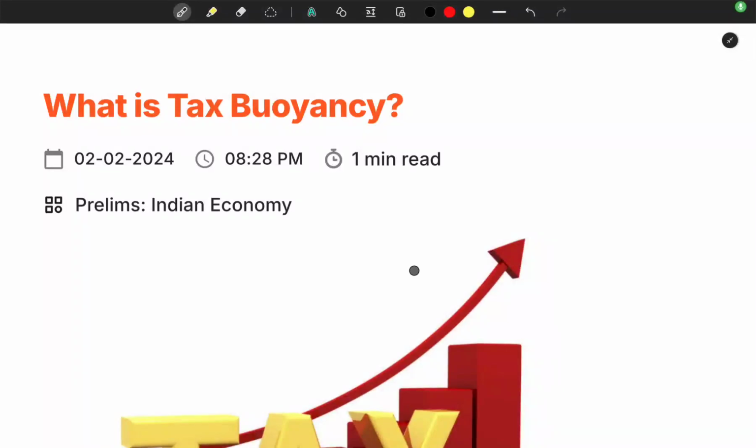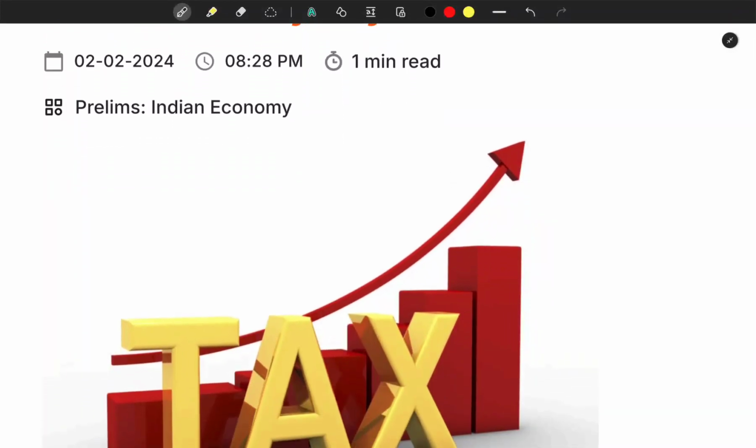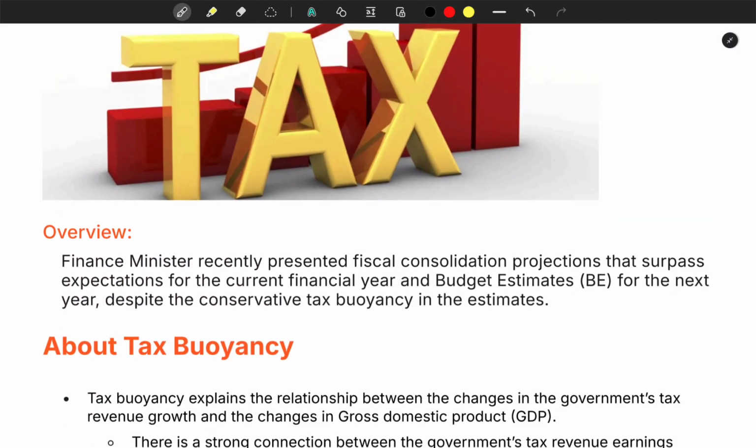What is tax buoyancy? First of all, the Finance Minister recently presented a fiscal consolidation path that surpasses expectations for the current financial year and the budget estimate for the next year, despite the conservative tax buoyancy in the estimates.